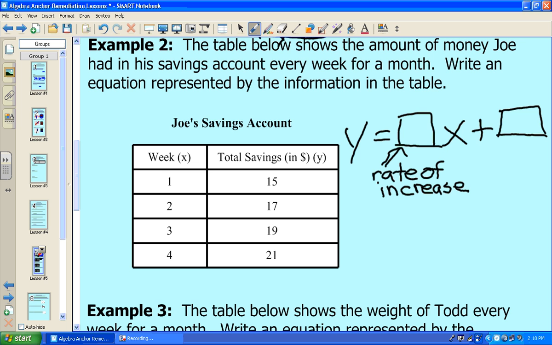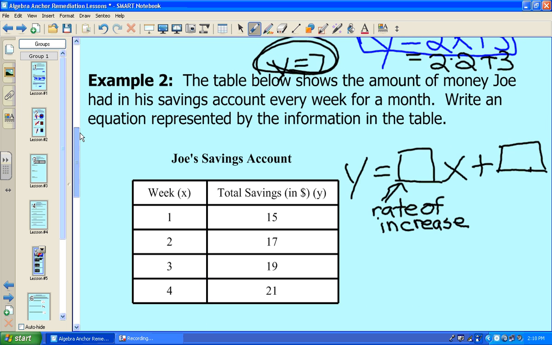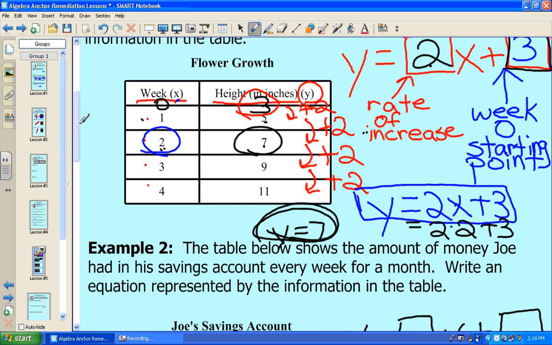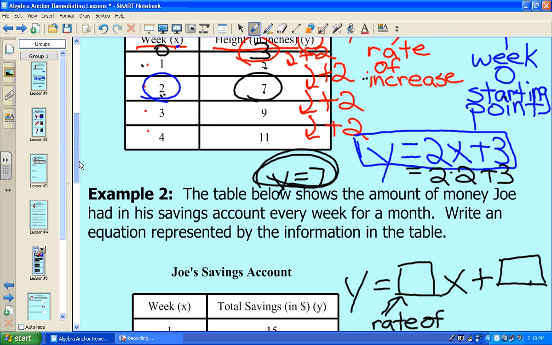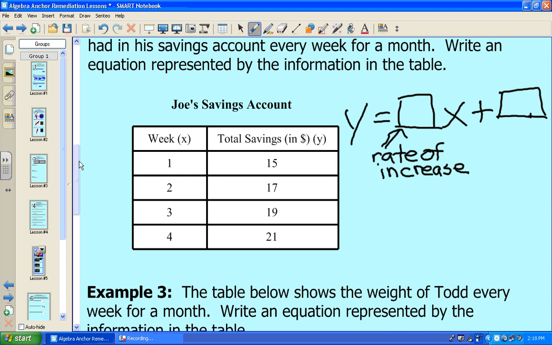Okay, and this number over here, in this problem, was how tall the plant was at the starting point, or at week 0. Okay, so I'm going to put that at week 0. All right, so this one is not talking about plants, it's talking about money.